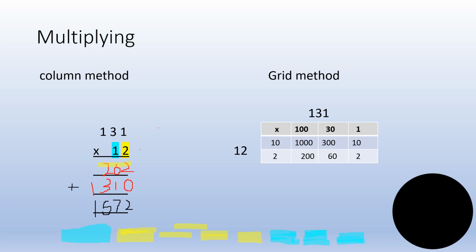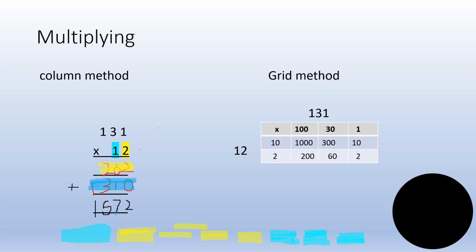So this is where I got my answer by multiplying by 2. And then the 1310, I got that by multiplying by the 10. I've combined them together to give me my final answer in the line below.